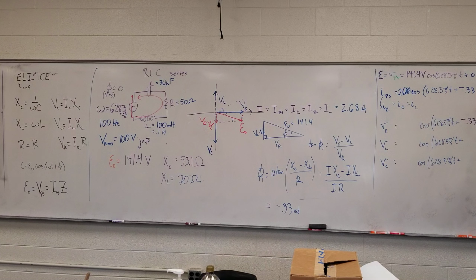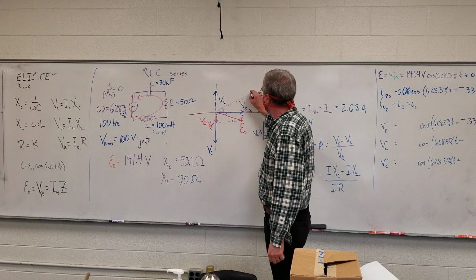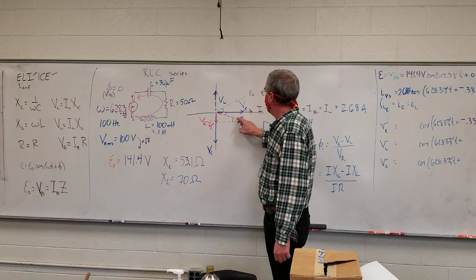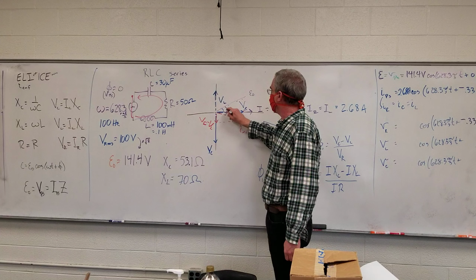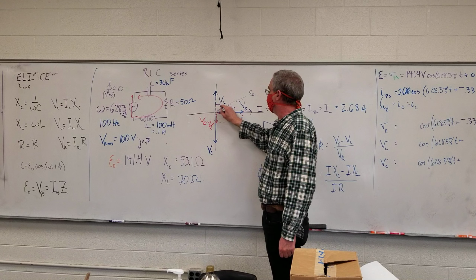Matter of fact, at this point, since I know what the phase of the current for the power supply is, I can now get it for the inductor and the capacitor. Because that's my actual epsilon sub naught. I know that's 0.33. I can figure that out.